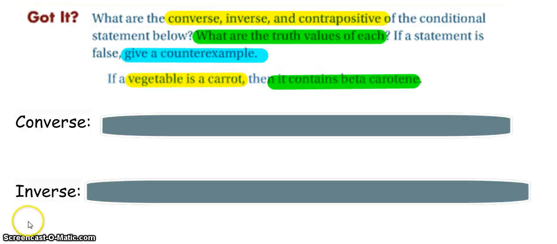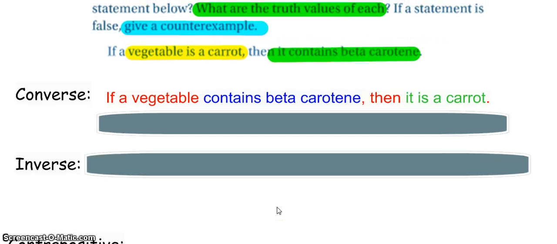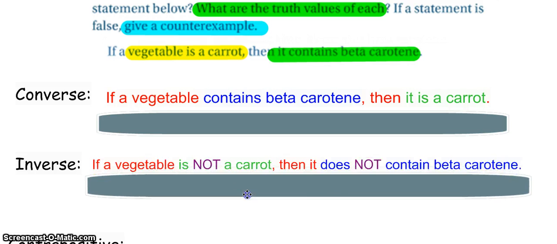Now, you do not have to know all about nutrition or vegetables to be able to write these statements. So here I begin with if a vegetable is a carrot, then it contains beta-carotene. So the converse of that statement, pause the video and try to write it on your own. The converse becomes if a vegetable contains beta-carotene, then it is a carrot because remember we just flip the hypothesis and the conclusion. The inverse leaves my hypothesis and conclusion in that order but makes them both opposites.